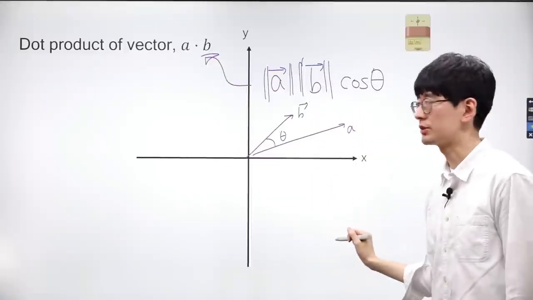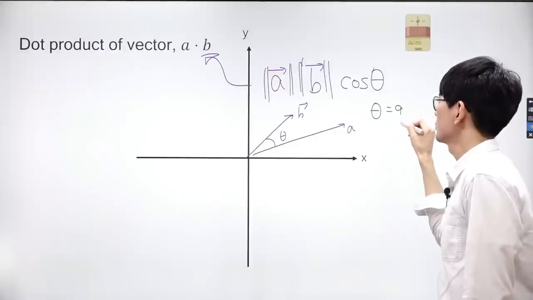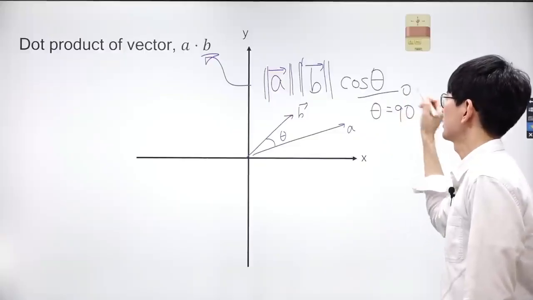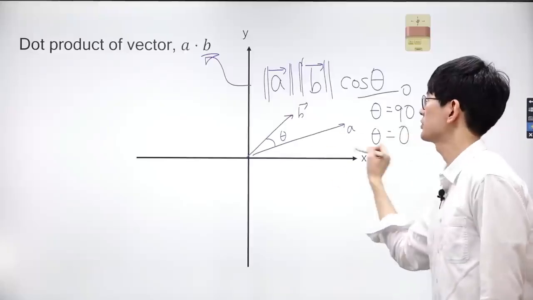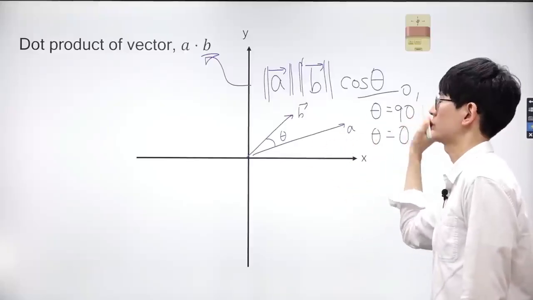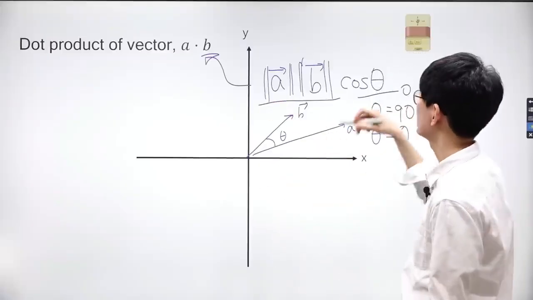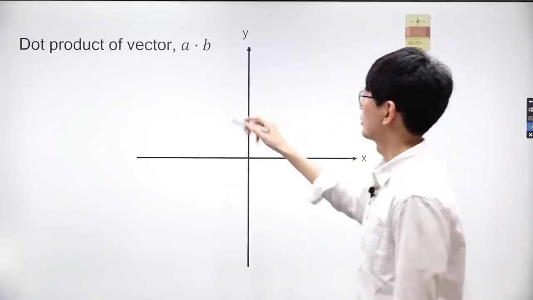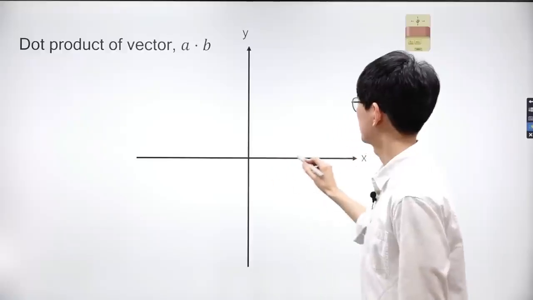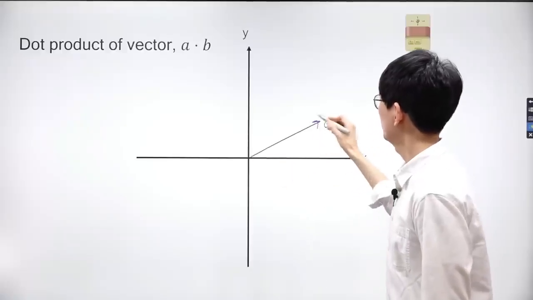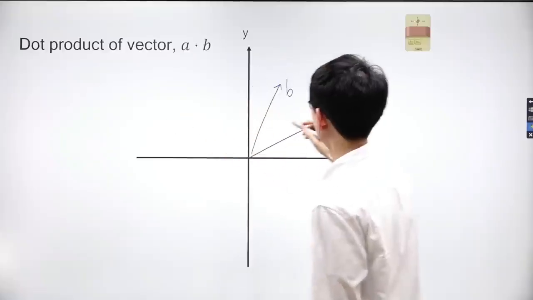When the angle theta between the vectors is 90 degrees, they are perpendicular and cosine theta equals 0. Consequently, the dot product also becomes 0. Conversely, when the angle theta between the vectors is 0, cosine theta equals 1, resulting in the dot product being the product of the length of the vectors. Hence, the dot product can be defined using the length of vectors and the angle between them. However, there's another way to define the dot product.